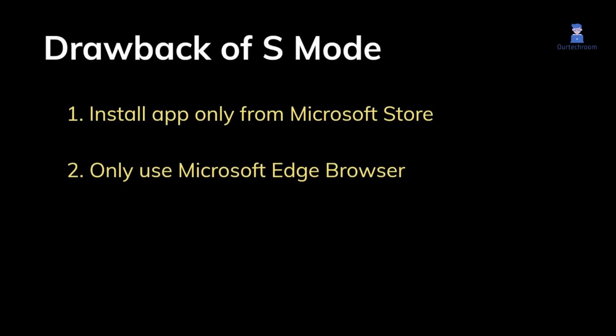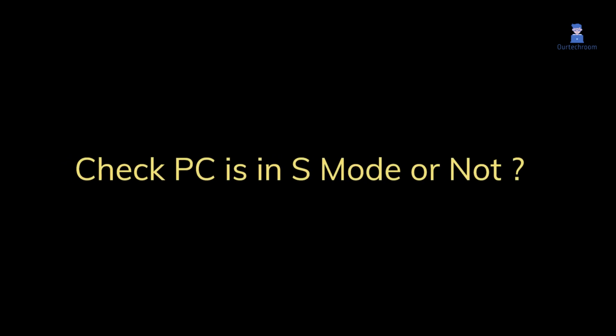Drawbacks of S mode are you can only install apps from Microsoft Store. Also, you cannot change the default browser from Microsoft Edge. Now let's look at how to check if your PC is in S mode or not.